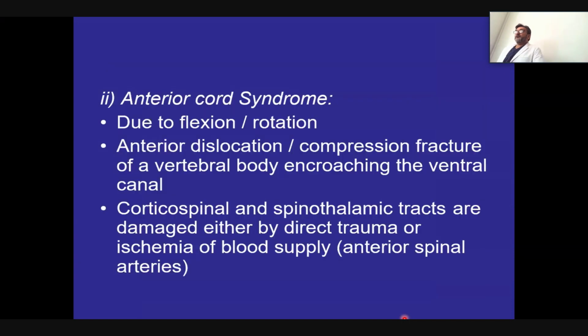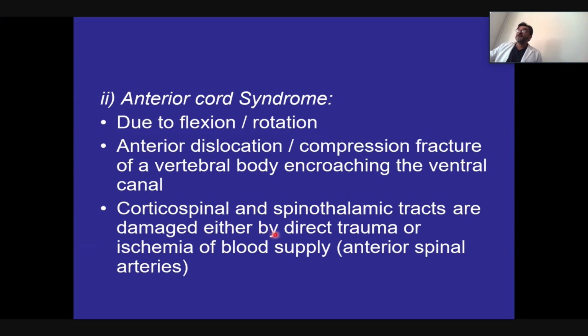Then we are going to come to the anterior cord syndrome. Anterior cord syndrome usually happens because of occlusion of the anterior spinal artery. If there is an occlusion of the anterior spinal artery, it results in the anterior spinal cord syndrome. It can also happen because of anterior dislocation or compression fracture of the vertebral body, where both corticospinal and spinothalamic tracts are damaged.